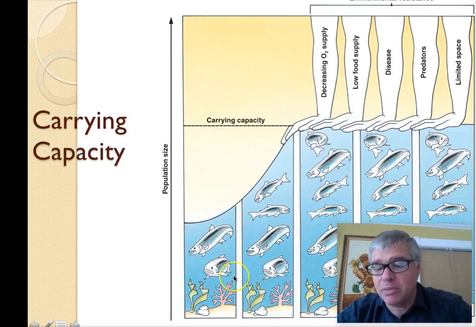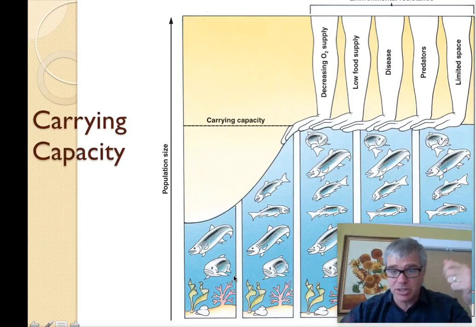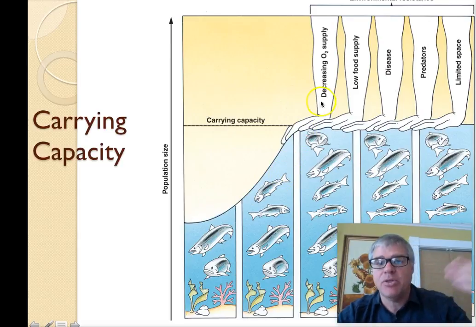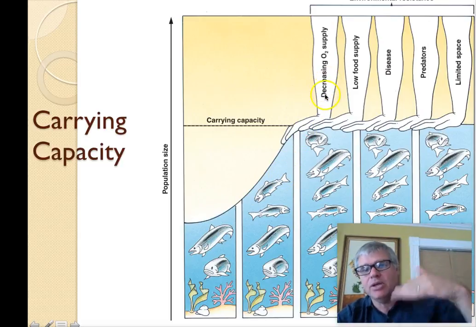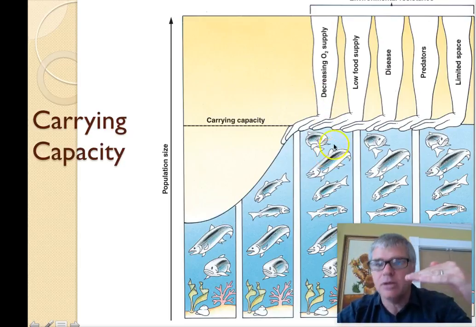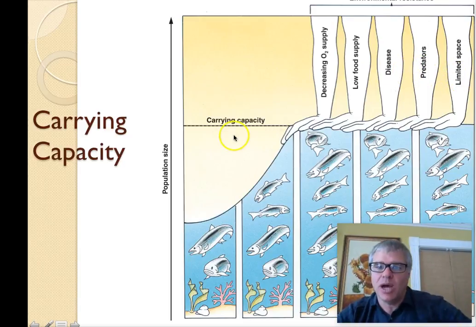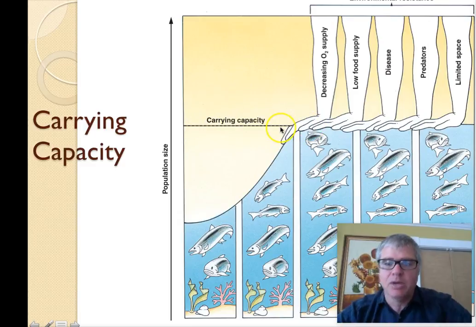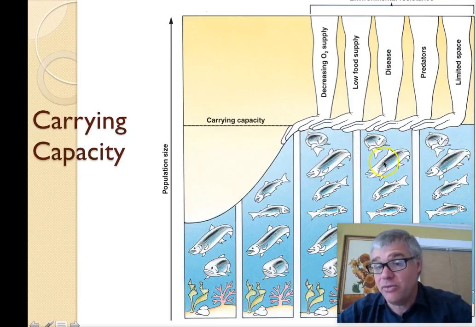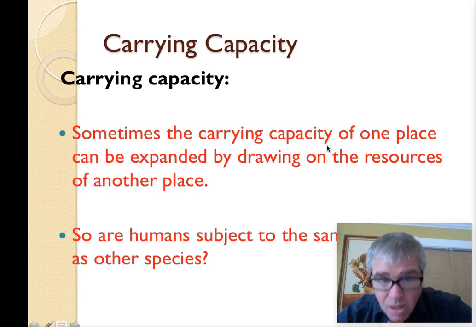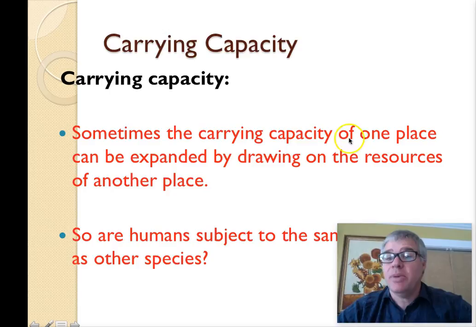These fish have the biotic potential to increase their population exponentially, but there are things that keep that population down. You're not going to have enough oxygen in the water, not enough food around, diseases, predators, just not enough space. Because of that, you arrive at what's called carrying capacity, which is how many individuals that stream, in this case fish, can take. Sometimes the carrying capacity of one place can be expanded by drawing on the resources of another place.